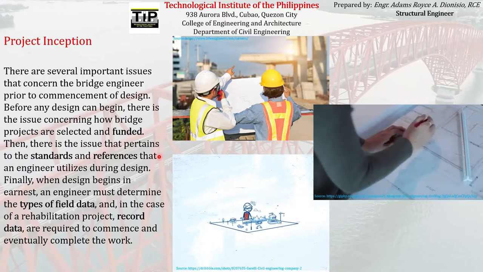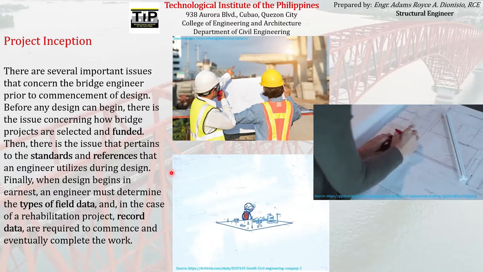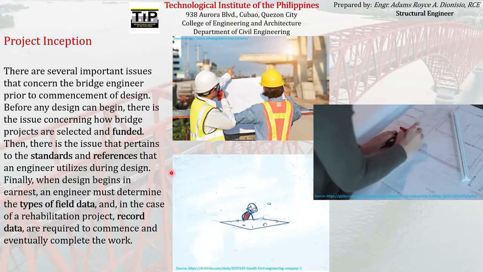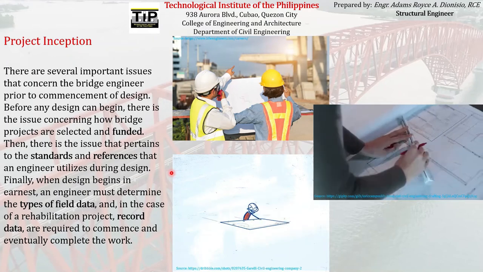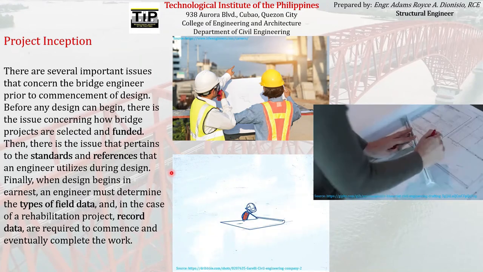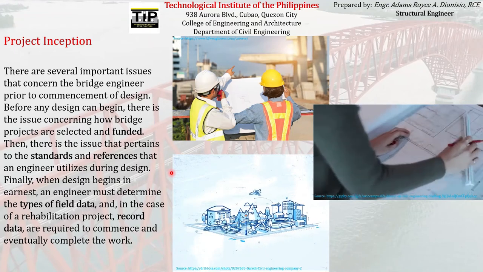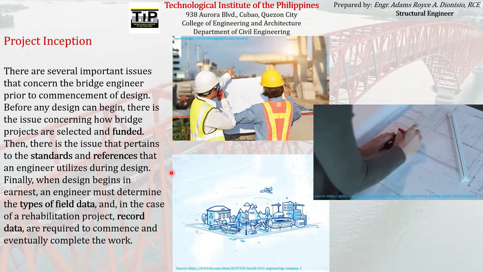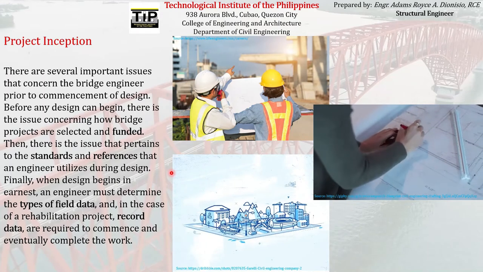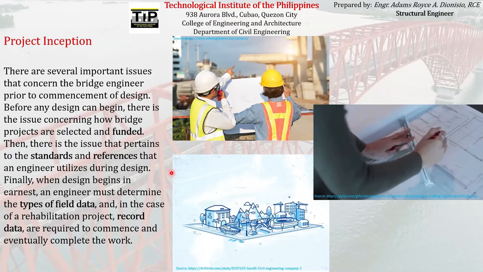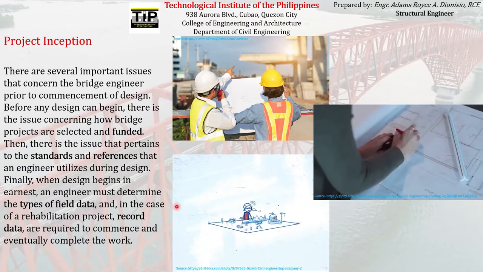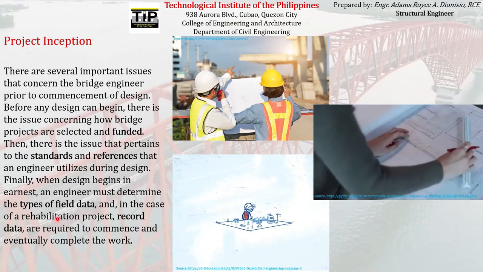And then lastly, the types of field data that the team must collect is also an issue before the commencement of the design, because the design cannot start if there are not sufficient field data gathered. This field data, from the term itself, is usually collected from the highway bridge site itself. That issue must be addressed first before the whole design phase can start. As well, in the case of a rehabilitation project, there must be record data gathered first to aid the rehabilitation design of the project.